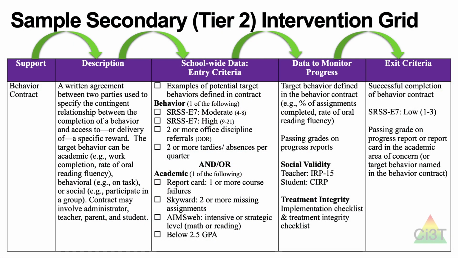Tier 2 and Tier 3 intervention grids are part of the Ci3T plan and have explicit criteria as to how students will be supported if they have additional needs. Examples include behavior contracts, self-monitoring, check-in, check-out, reading groups, instructional choice, and other low-intensity strategies. Ci3T leadership teams make sure everybody has equal access to this information.